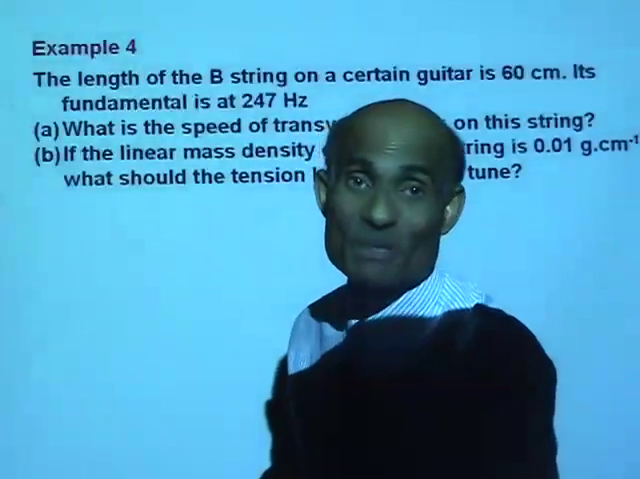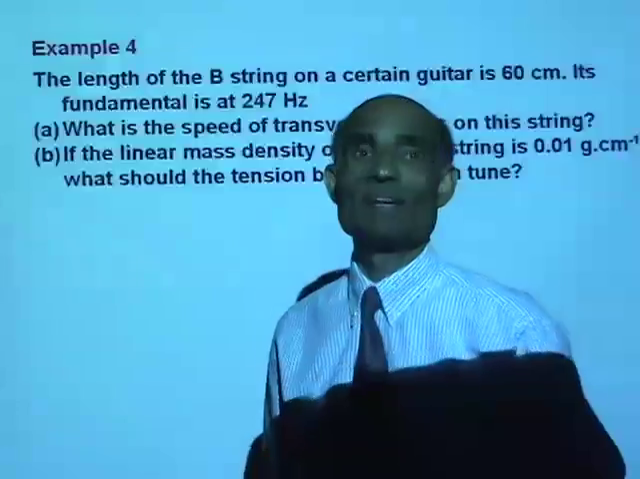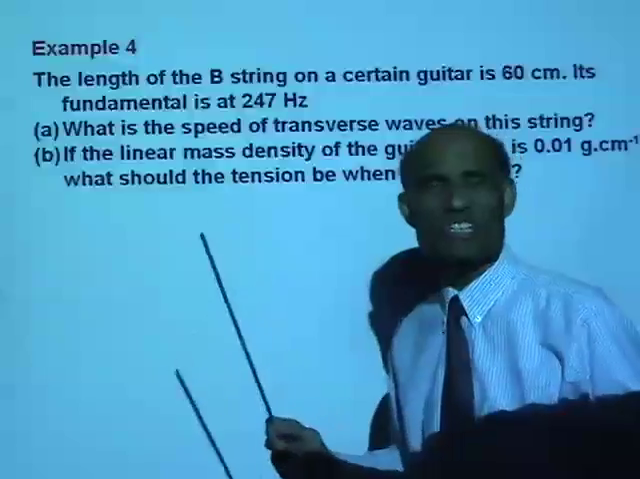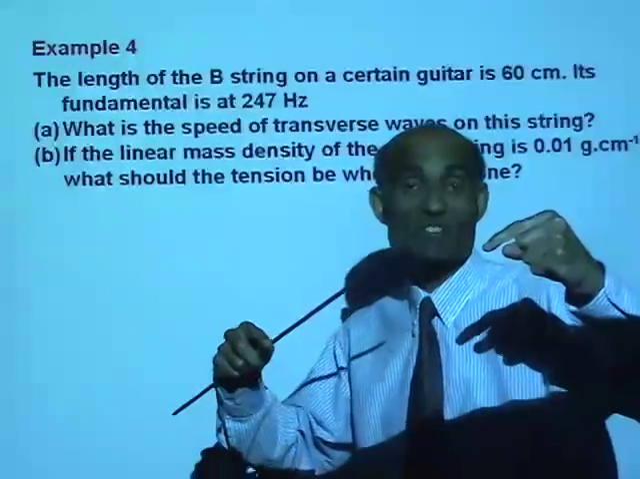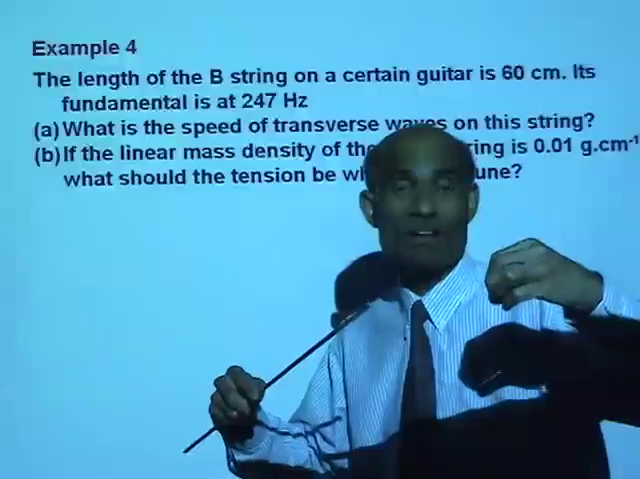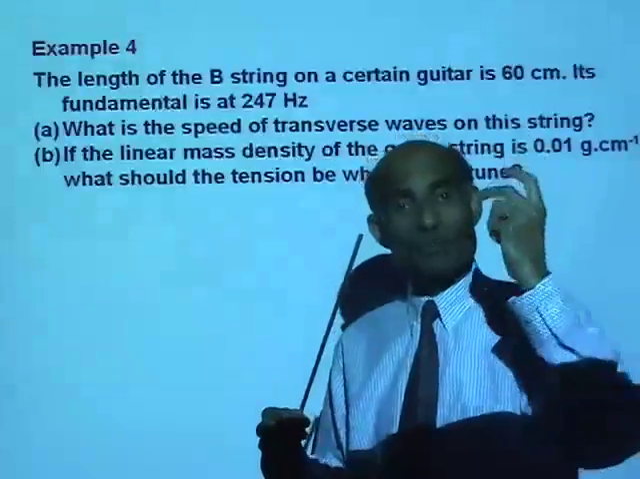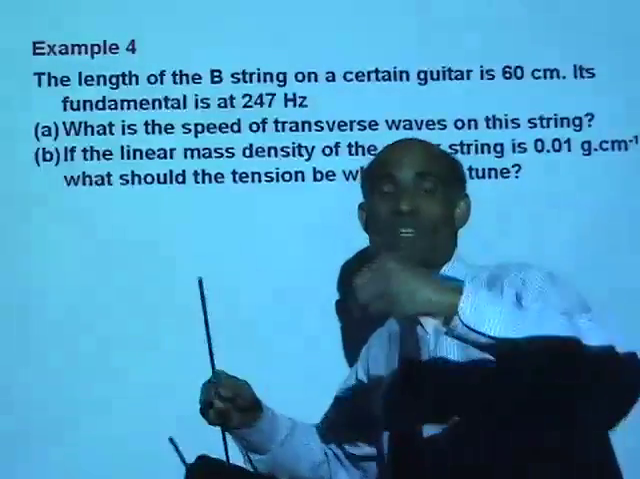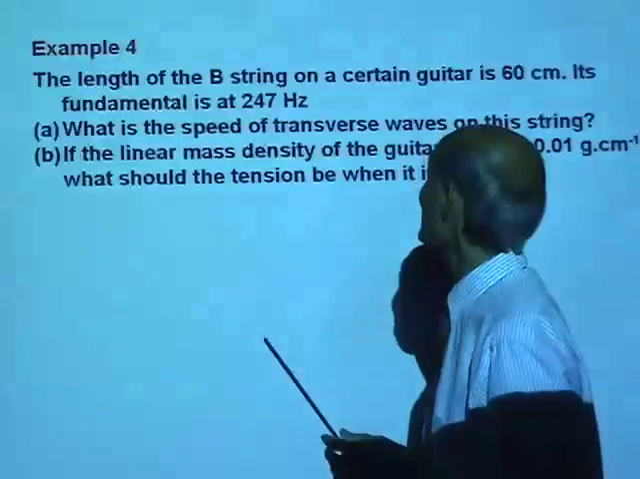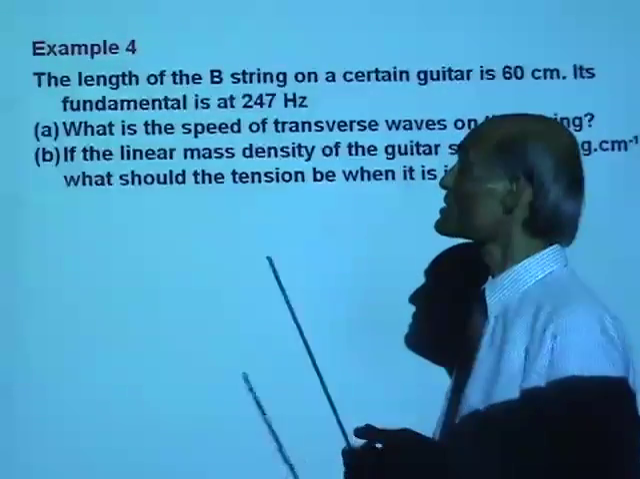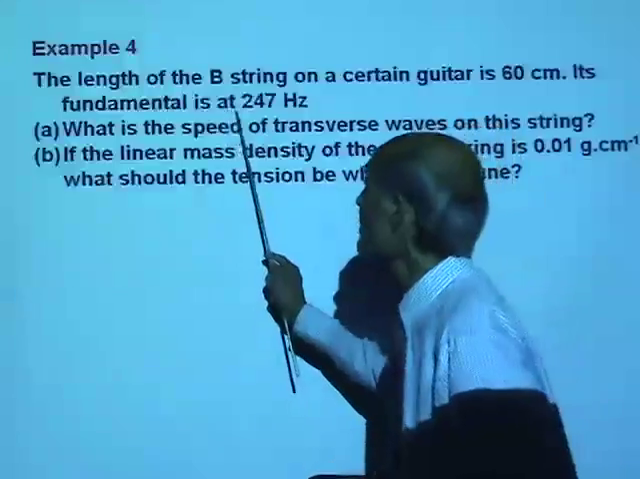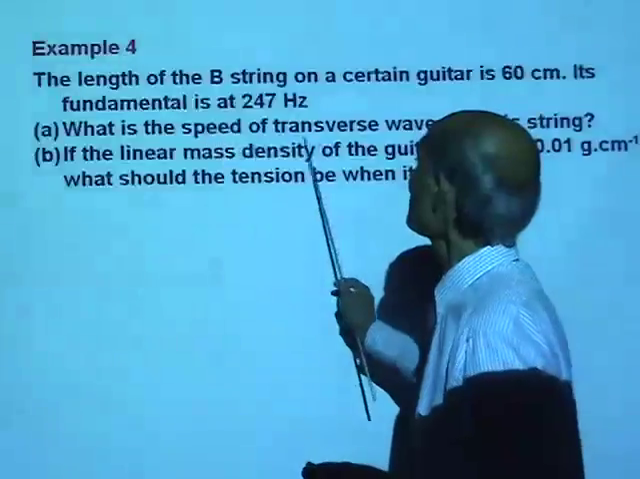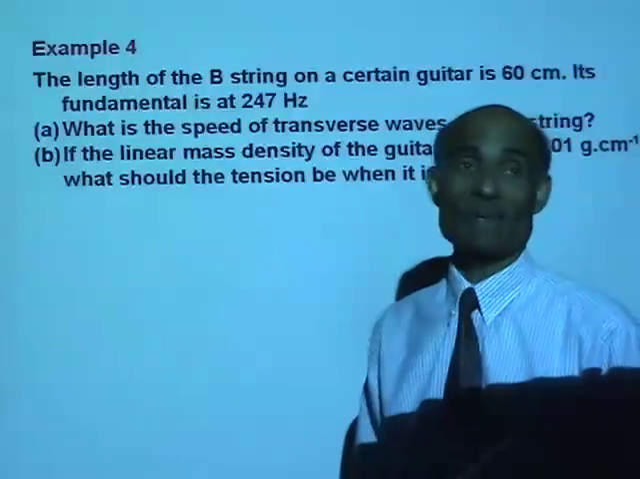Let's do one more problem before we close this lesson. The length of the B string on a certain guitar is 60 centimeter. You know that a guitar has several wires, thin wires, thick wires, and each wire you can finger to produce different frequencies, the do, re, mi, a, b, c, and so on. Here the B string on a certain guitar wire is 60 centimeter long and its fundamental is 247 Hertz. What is the speed of transverse waves on this string?